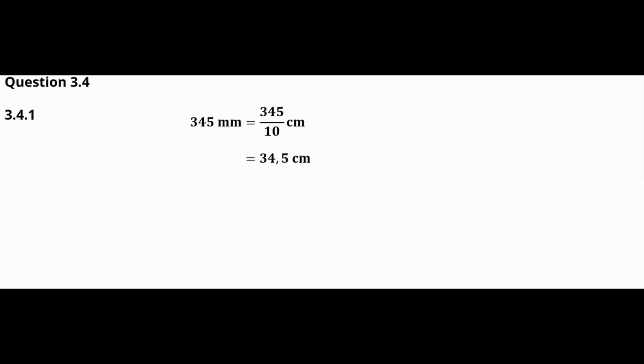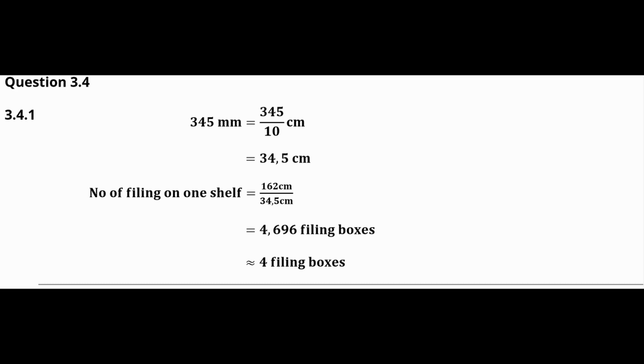width of 34,5 centimeters. The maximum number of filing boxes that could fit on one shelf is 162 centimeters divided by 34,5 centimeters, and this equals 4,696. Since we can only fit whole filing boxes on the shelf, we have to round this number down to the nearest whole number, which is 4. There will be some space left over on the shelf, but it will be too small for another filing box.